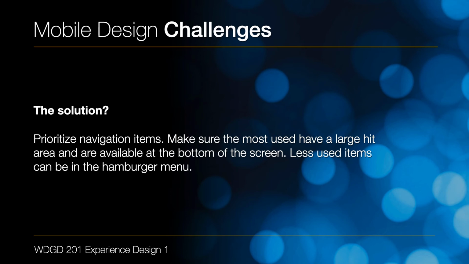The solution: prioritize navigation items. Make sure the most used have large hit areas and are available at the bottom of the screen. Less used items can be in the hamburger menu. This is something you usually have to discuss with clients at the beginning of the design process: get the client to prioritize what sections are the most important for the users. You obviously should help them. You should recommend, saying this is the key content that users are looking for, these should be the priority, but that's obviously a discussion with your client. There's going to be some back and forth about that.